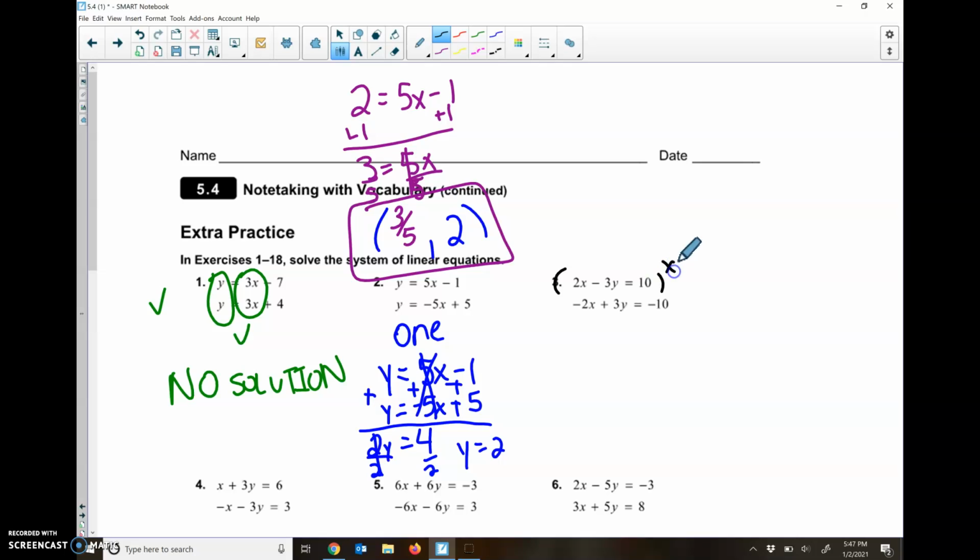If I multiply this by a negative 1, then 2x times negative 1 is negative 2x. Negative 3y times negative 1 is a positive 3y. 10 times a negative 1 is a negative 10. Now if I look at my two equations, negative 2x, they're the same. Positive 3y, they're the same. Negative 10, they're the same.